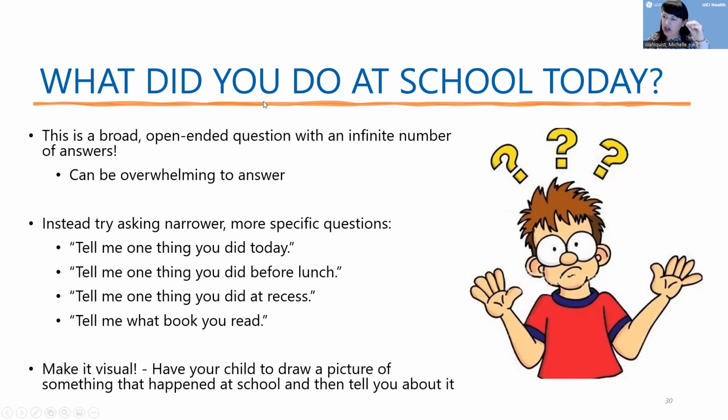But our kids are very concrete thinkers, not very flexible in thinking, and they don't recognize that. So you need to be more specific as a parent in how you ask your question. Instead, maybe try asking a narrower, more specific question, like tell me one thing you did today, which still could be very broad because the day is very long. So maybe you say, tell me one thing you did before lunch, or tell me one thing you did at recess. Tell me what book you read. Rather than asking this big open-ended question, make your question more specific and you're much more likely to get a response. You could also make it visual: have your child draw something that happened before lunch and then use that picture to describe to you what happened.